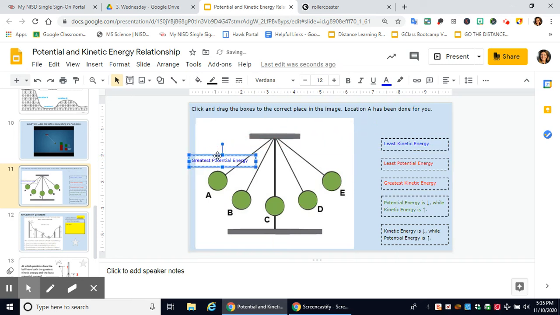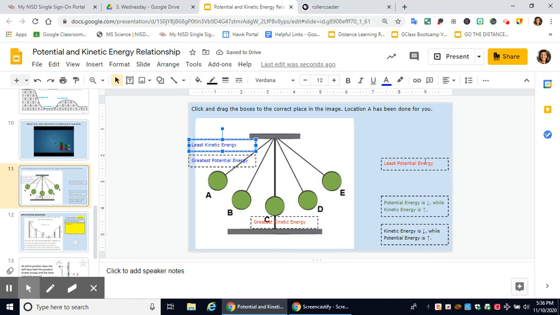Okay, and then I like to look at the lowest point where I know that I have the greatest kinetic energy. So with that being said, now I can talk about if I have the greatest potential energy here, I'm going to have the least kinetic energy. And if I have the greatest kinetic energy at the lowest point, I'm going to have the least potential energy.